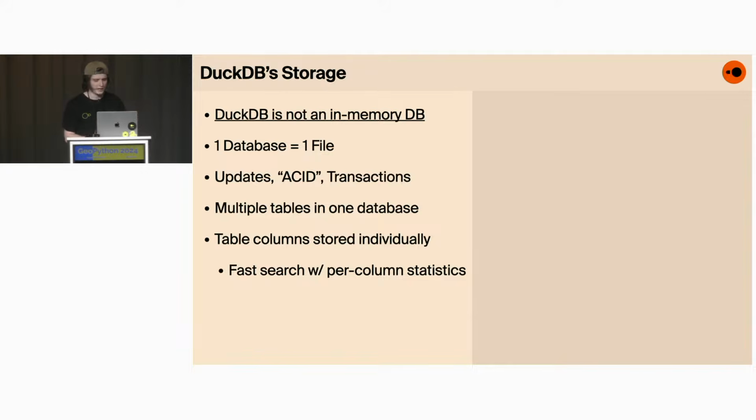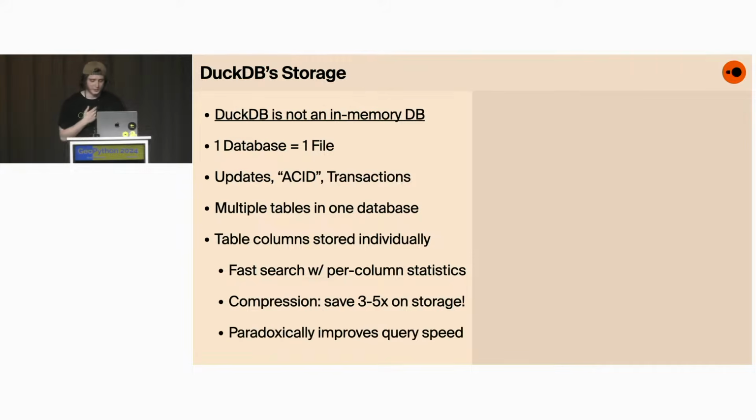So there's no less entropy, I guess. And in practice, this can save you almost 3 to 5 times on storage use. And paradoxically, this also improves query speed. Even though you're doing more work to compress and decompress, when you're reading data from disk, the bottleneck is not actually your CPU, it's your disk.